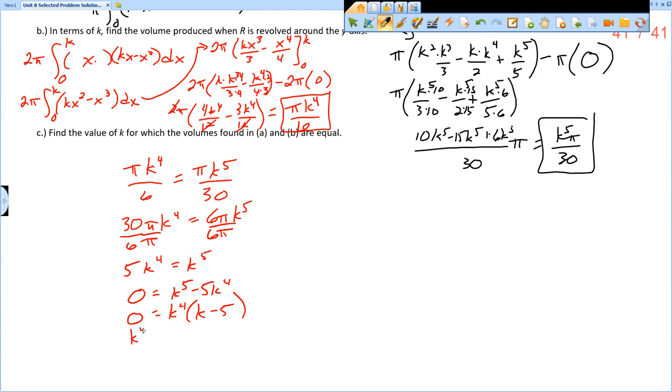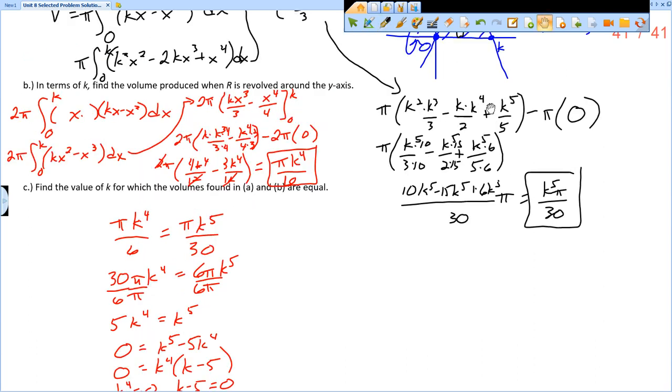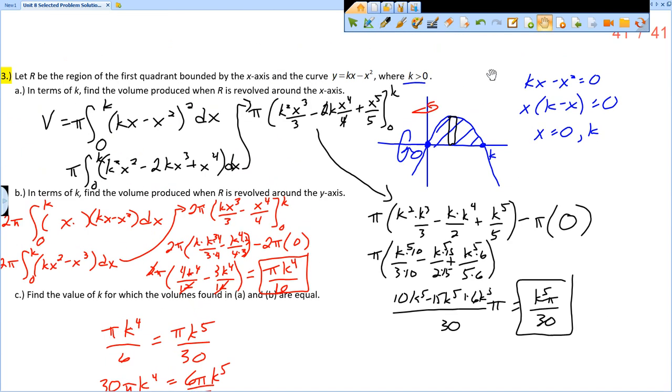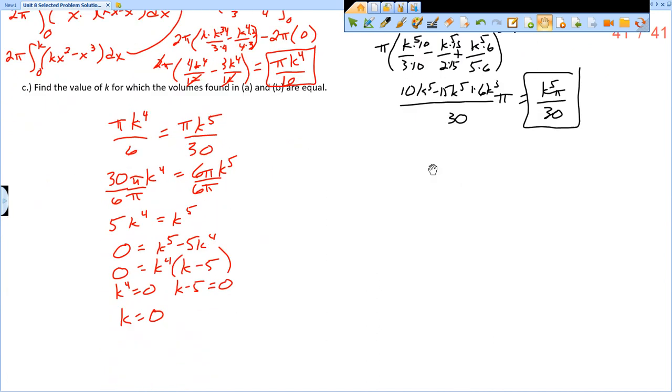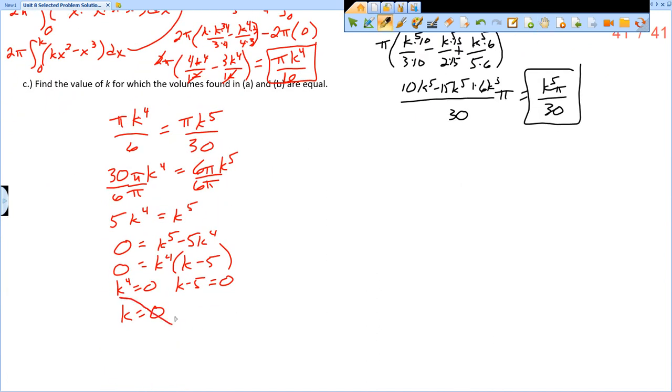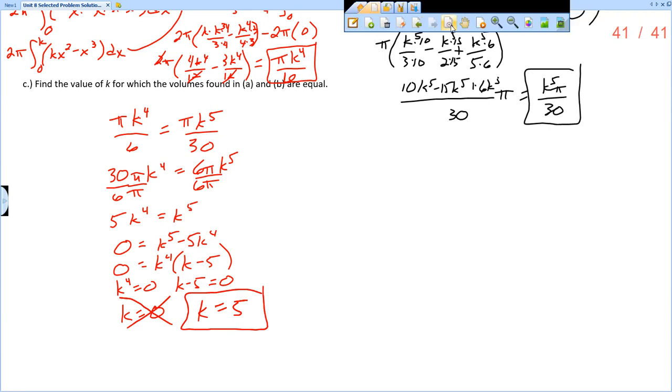And so now k to the fourth equals 0 or k minus 5 equals 0. So k to the fourth equals 0 means k equals 0. But if you look at the top, you were told that k is greater than 0, so that is not an answer. But k minus 5 equals 0, so k equals 5. And so k equals 5 is our answer for part C.